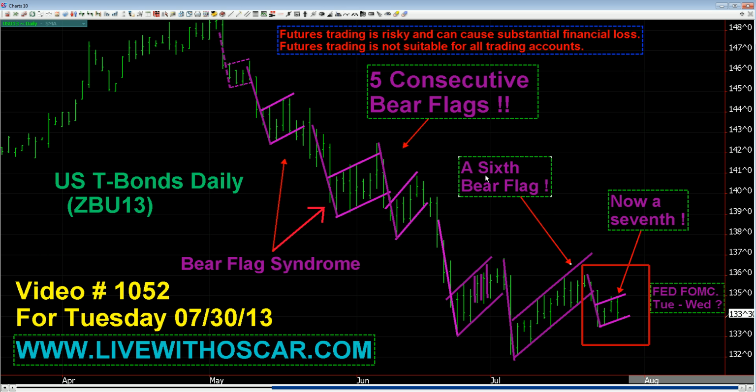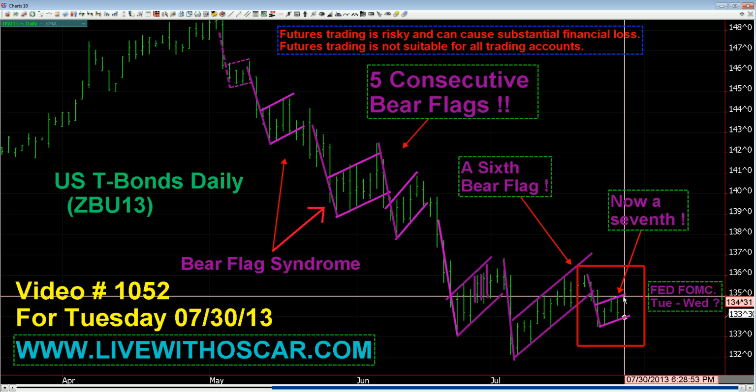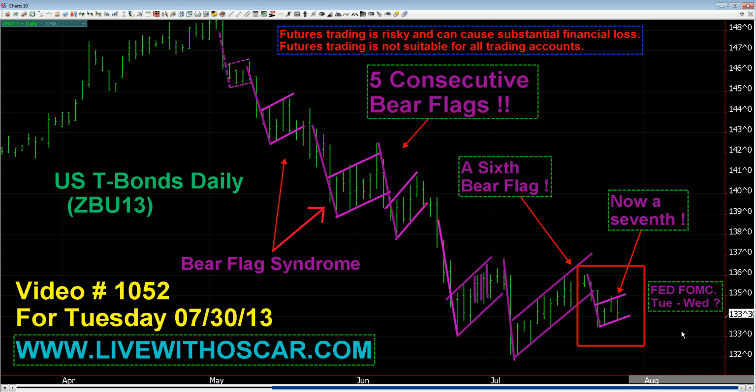After a sixth bear flag formed, I showed this chart to you once again a few weeks ago. And I said, look, another bear flag. And we fell out of that bear flag. And now we are in this one, a seventh bear flag. But here's what I find interesting. A seventh bear flag forming right when the FOMC or the Fed is going to have a meeting tomorrow and Wednesday. This flag's perfect. We can go up and stay inside the flag, move up a little bit, and fall right out of the flag on Wednesday after the announcement.